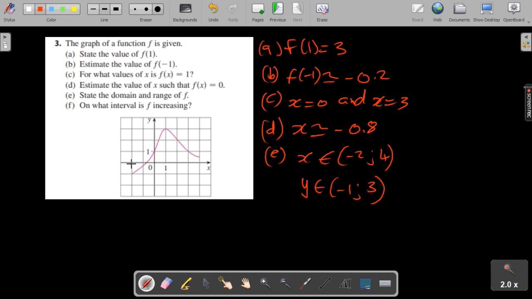So if we scan our graph, starting from this point, as we go to the right, it's increasing, the y values are going up until that point. Up to this point, the y values are going down. So between this x value and that x value, which corresponds to that point, that is where we have an increase.